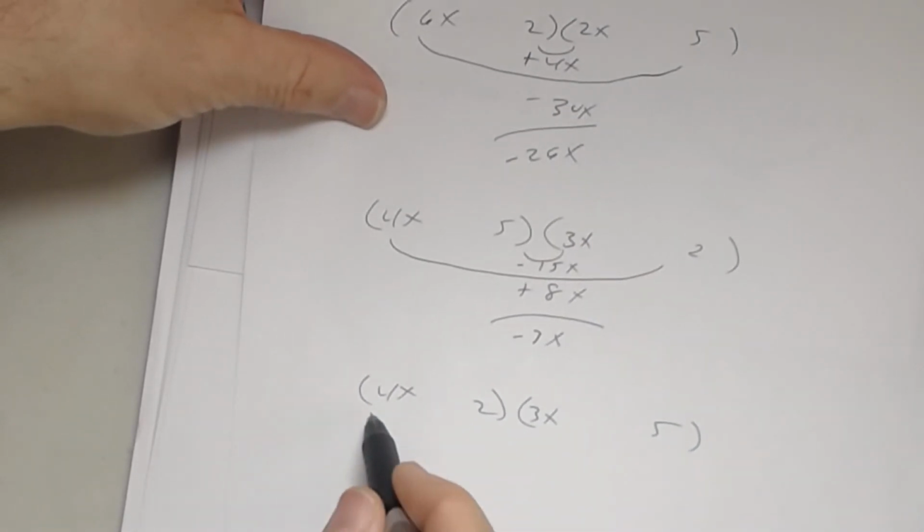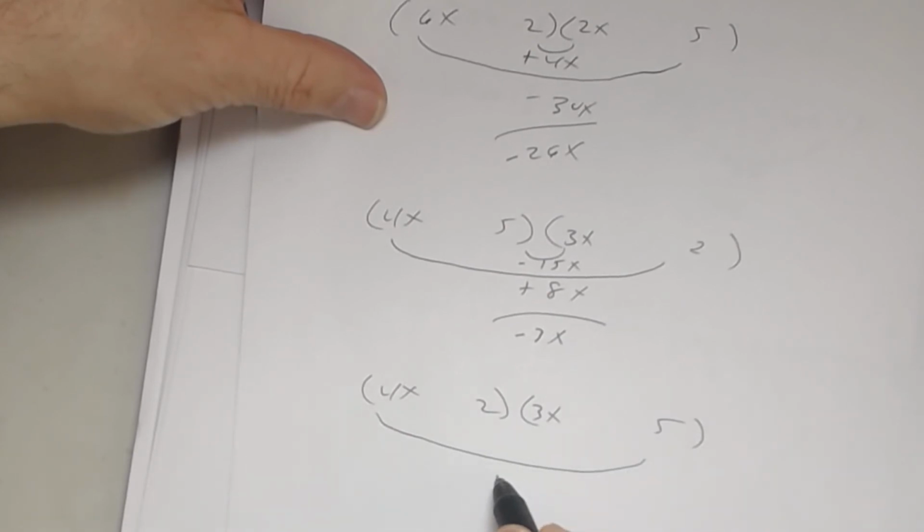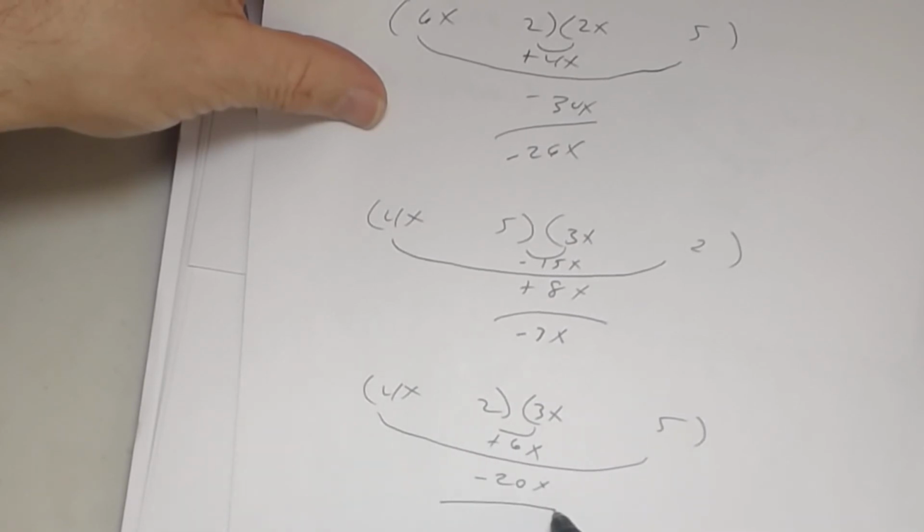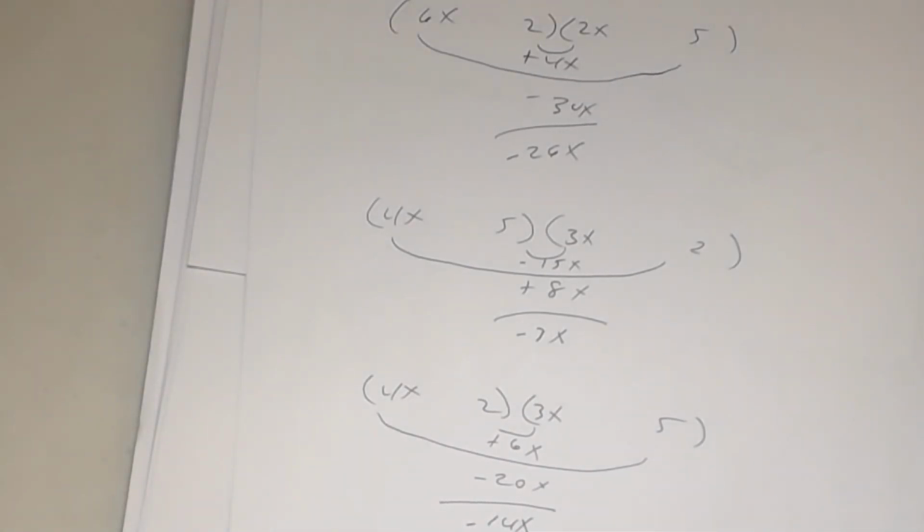Okay, let's do this now. What's the outer? What's the inner? 20x takes the middle sign. When I add them up, now what do I get? Which is what I wanted. So the order's correct.